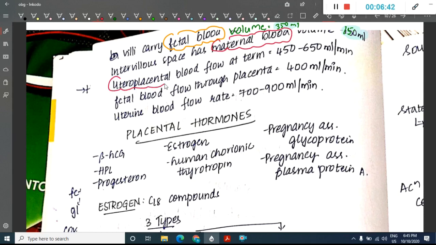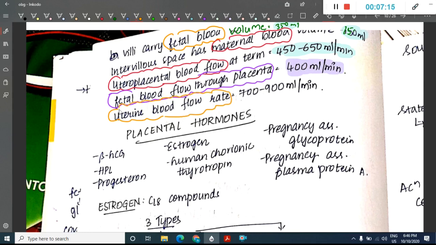Uteroplacental blood flow at term is 450 to 650 ml, and fetal blood flow through placenta is 400 ml per minute. Uterine blood flow rate is equal to 700 to 900 ml per minute.